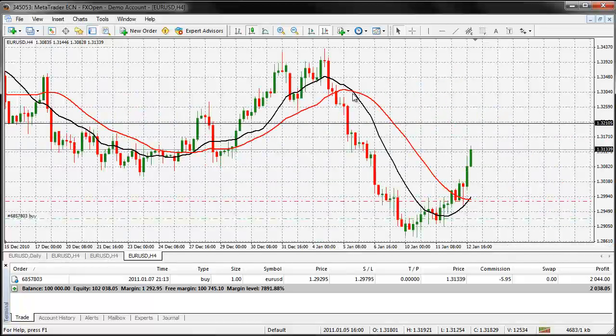Now here is another one where the black crosses over the red for a trade, but it's still quite far away.